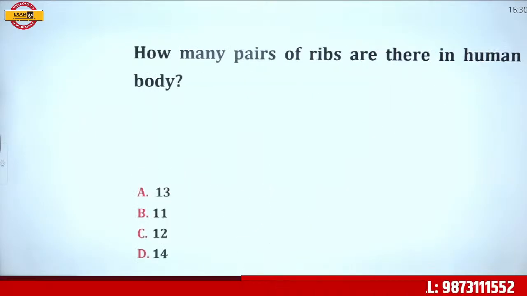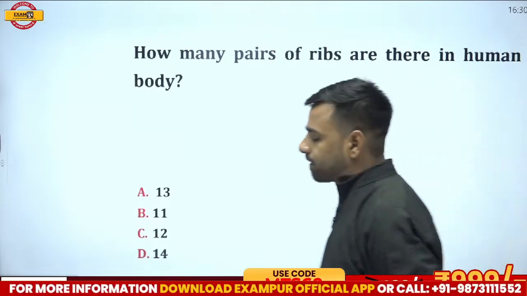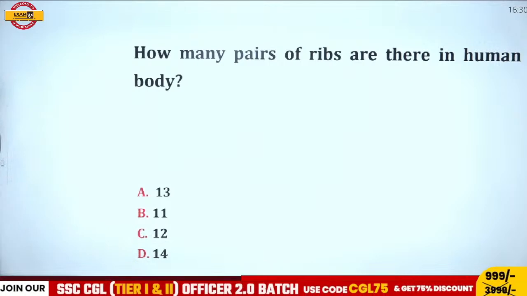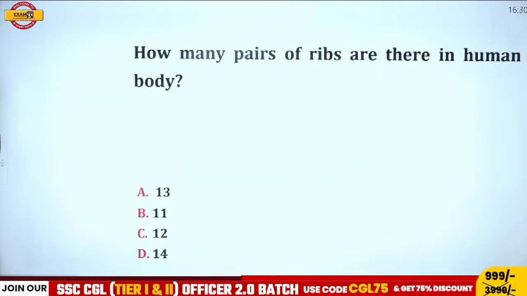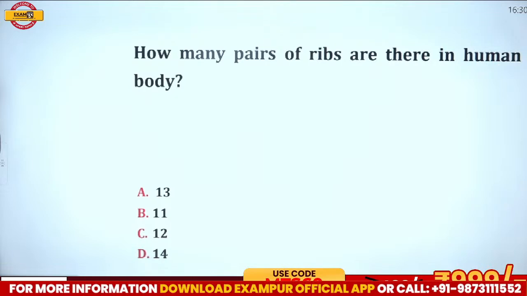Simple. Next we have, how many pairs of ribs are there in the human body? What do you think? How many ribs are there? Is it 13 pairs, 11 pairs, 12 pairs or 14 pairs? What do you think is the correct answer over here? So waiting for the answer, please. Rohit and all the other candidates who are there in the session, please join as soon as possible so that we can start the discussion over here.